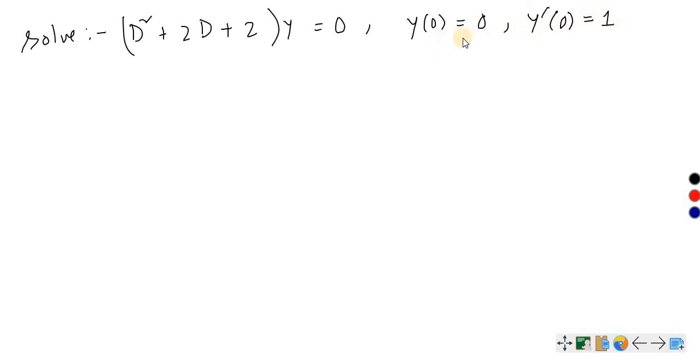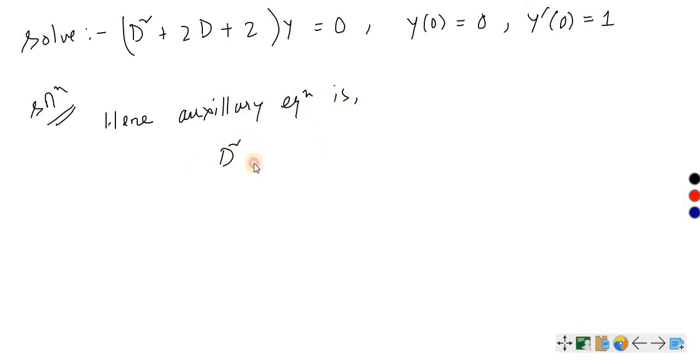In any question, suppose we have these two conditions, that f of x at 0 is 0 and f dash of x at 0 is 1, then what will be the solution of this type of second order differential equation? Let us try to solve this. Solution. Here again, at first we will write the auxiliary equation. Here the auxiliary equation is D² plus 2D plus 2 equals 0.